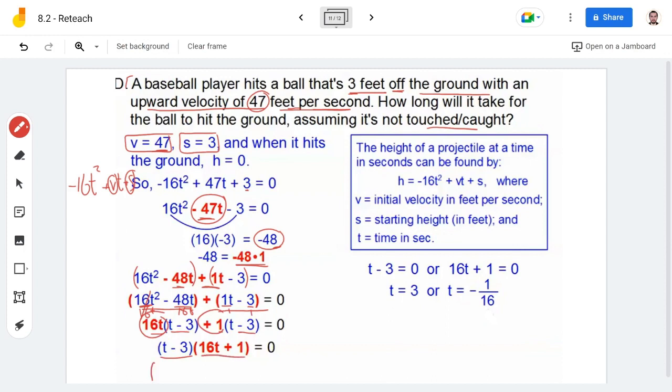So now let's find the zeros. The first zero is t equal to 3. The second one, let's do it here: 16t plus 1 equals 0, so t is equal to negative 1 over 16. Because this one is negative, we can discard it, so the time is 3 seconds. I hope you understand that.